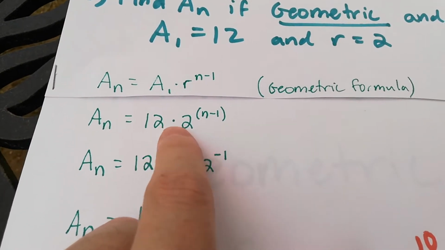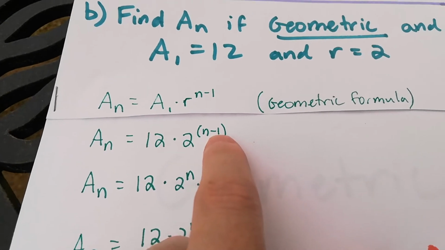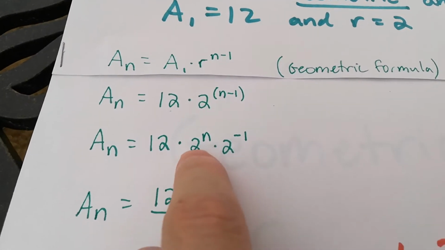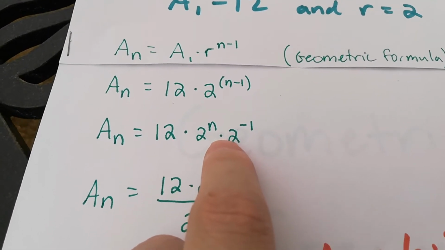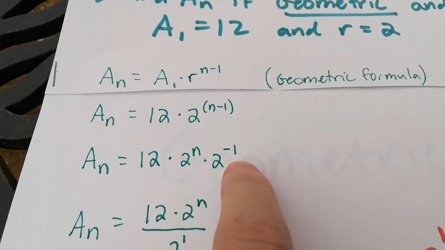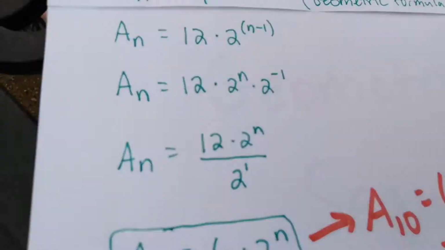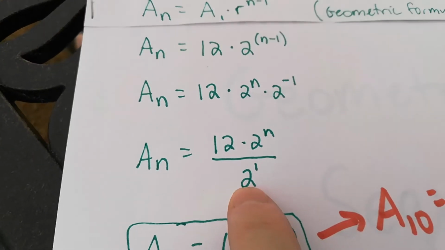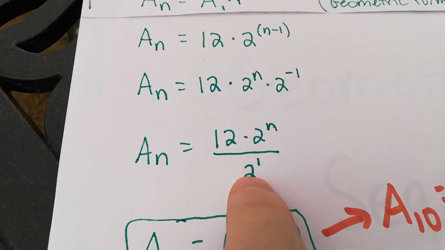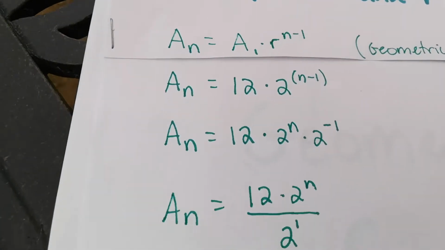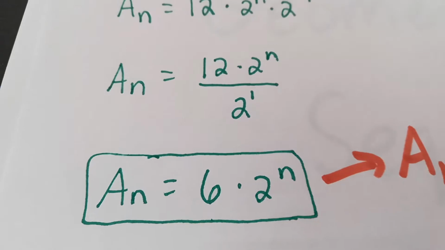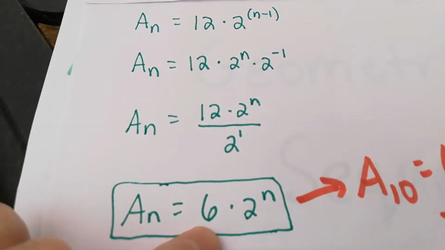Don't multiply those together till you take your power. You're both PEMDAS, people. So what I'm going to do here is write 2 to the n and 2 to the negative 1, just to spread it out. But when you have a negative power, you drop it down below. Negative powers go to the denominator and turn positive, so that becomes 2 to the first, which is just 2. So 12 over 2 is just 6. I really just have 6 times 2 to the n.